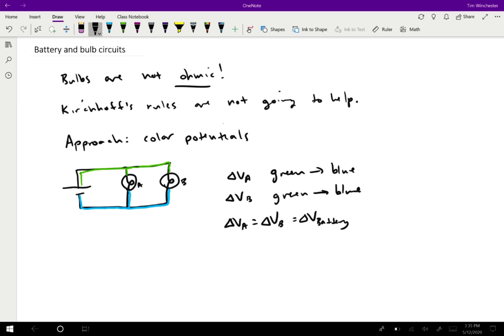Okay, so if it's our usual 1.5 volt batteries, then the potential difference across A and B is both 1.5 volts. All right, so what that tells me is if the bulbs are identical to each other, even though they're not ohmic, I still know they have the same potential difference, they'll have the same current, so that means that they'll have the same brightness. So same delta V implies same current, which implies same brightness.